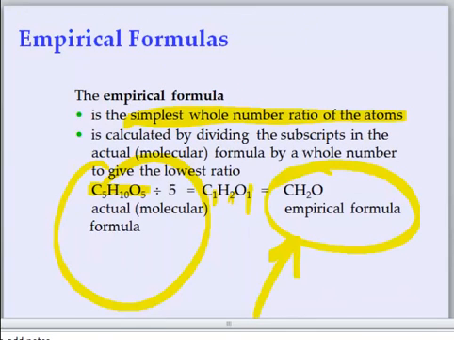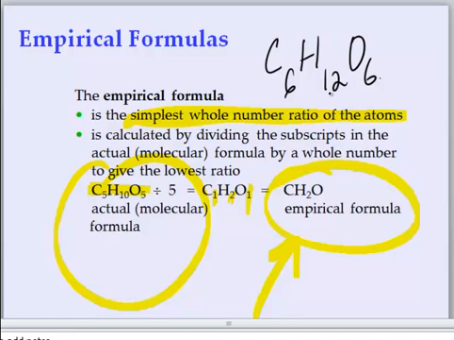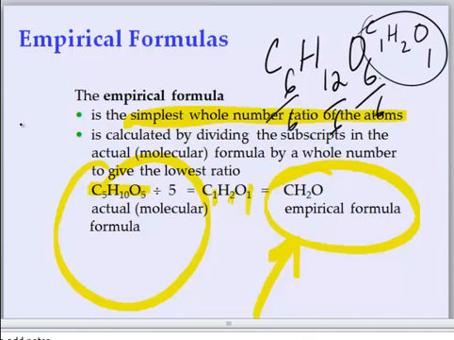So let me give you another example. What about the molecular formula for glucose? If you have C6H12O6, what would be the ratio of each? Since we have 6, I'm going to divide all sides by 6, and you will see the ratio would be 1 carbon, 2 hydrogens, and 1 oxygen. This would be the empirical formula for glucose.